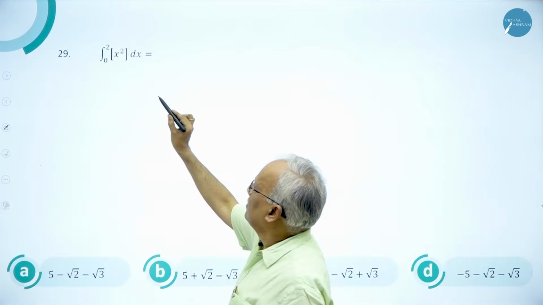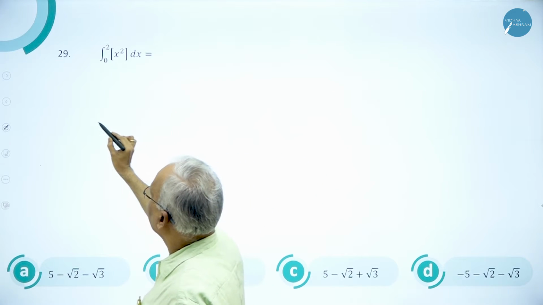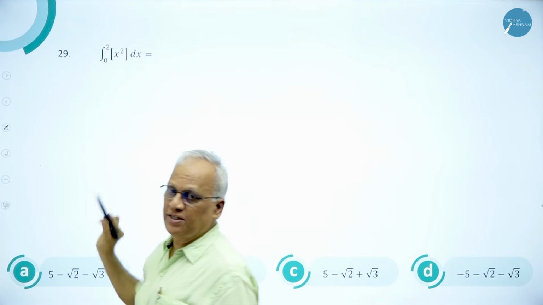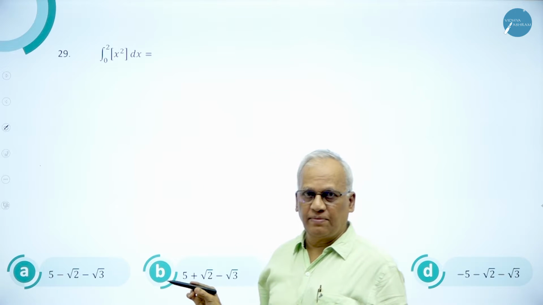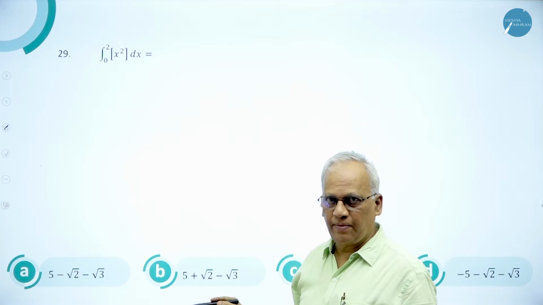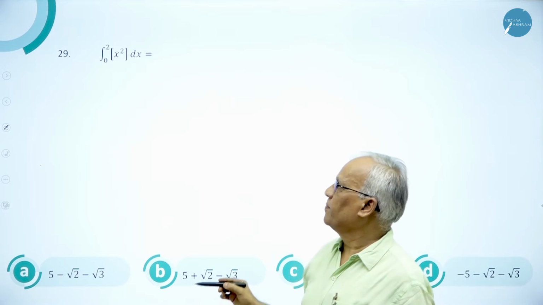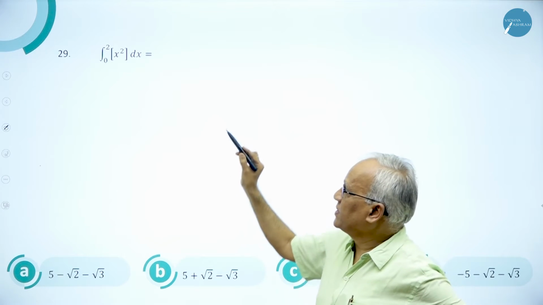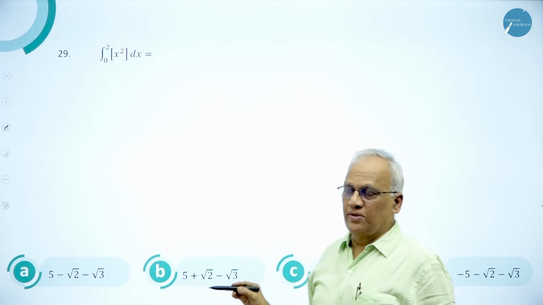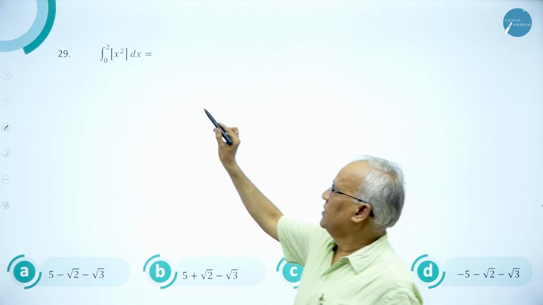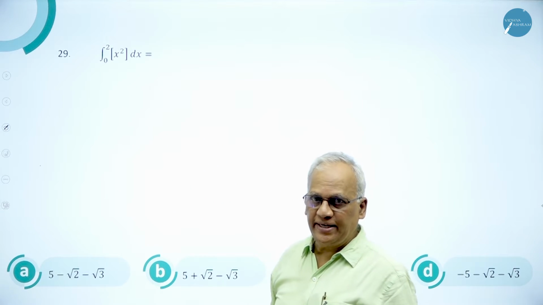Next question. So this is a greatest integer function. You know greatest integer function is a, shall I take now? Okay. So we shall take up the 29th problem. So greatest integer function is, you know, the greatest integer not exceeding that number.